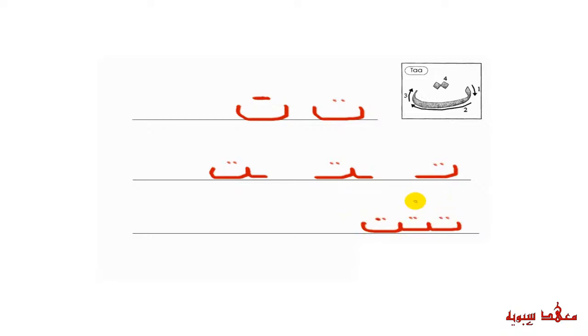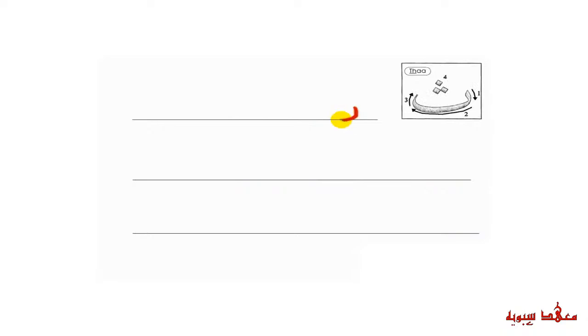Now get to the Thaa. It has the three dots. Now we can represent these three dots by the following. It's like an upside down V, and that's just a shorthand way of doing that. Sometimes you might find writing, especially for Arab writers, that they use this shorthand way.